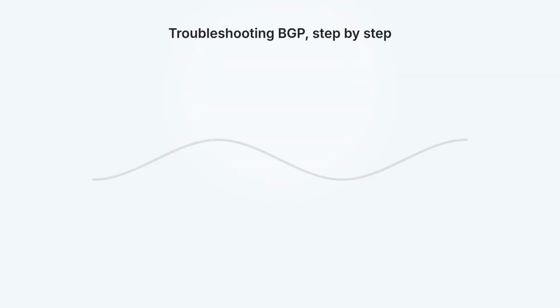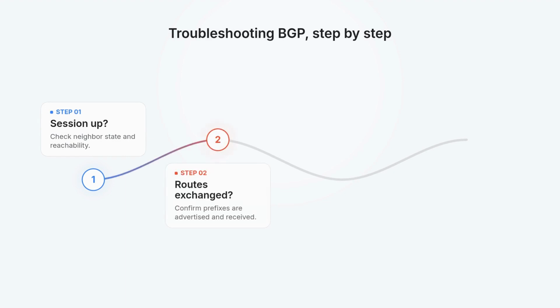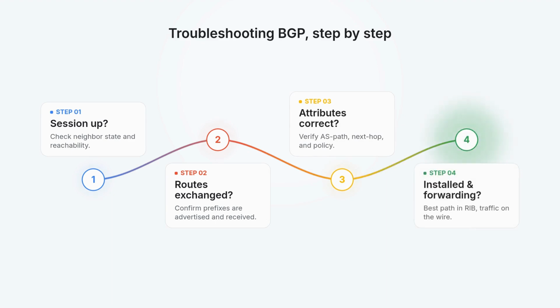Troubleshooting BGP gets dramatically easier when you stop asking one giant question and start asking smaller ones in order. Is the session up? If yes, are routes being exchanged? If yes, are the right attributes present? If yes, is the best path installing and forwarding correctly?